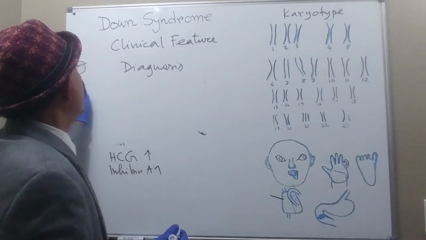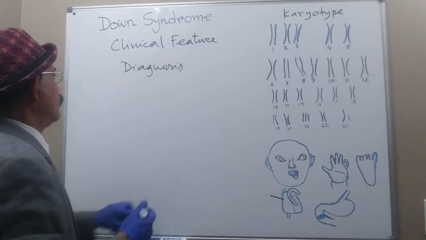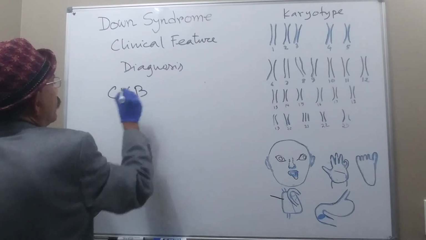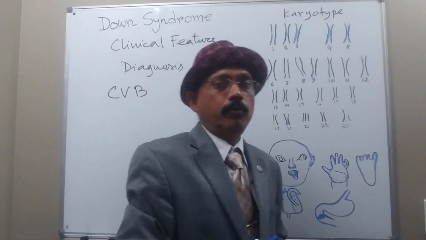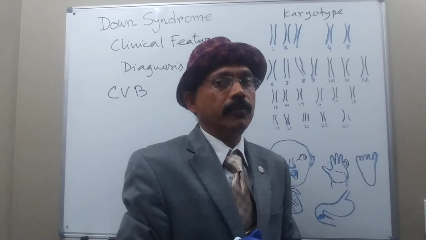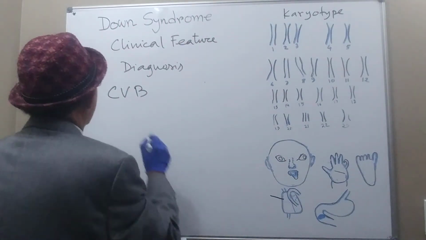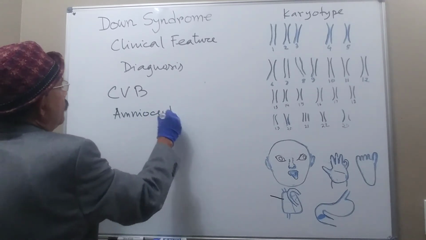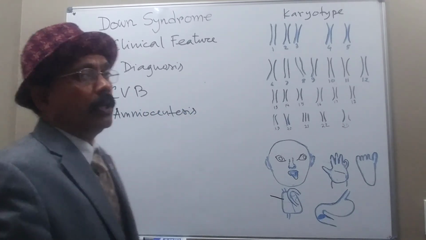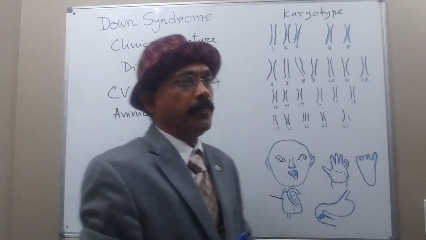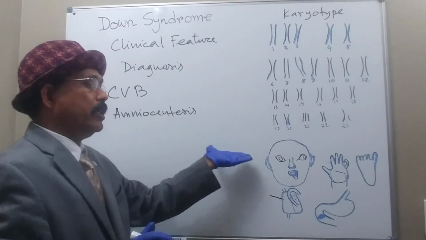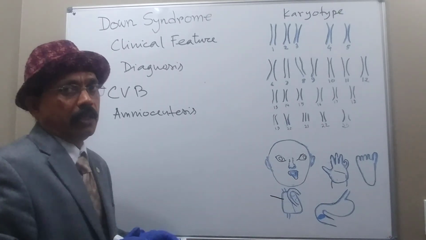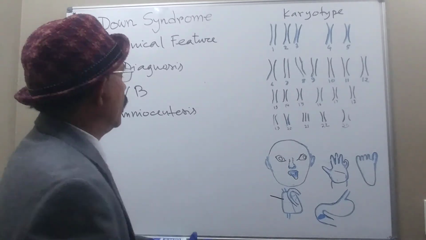We have other invasive diagnostic tests like chorionic villus biopsy, which can be done around the 12th week of pregnancy, or we can do amniocentesis, usually done around the 16th week of pregnancy. It can even be done after birth of the baby. We can take the cell from the baby and study the karyotype.